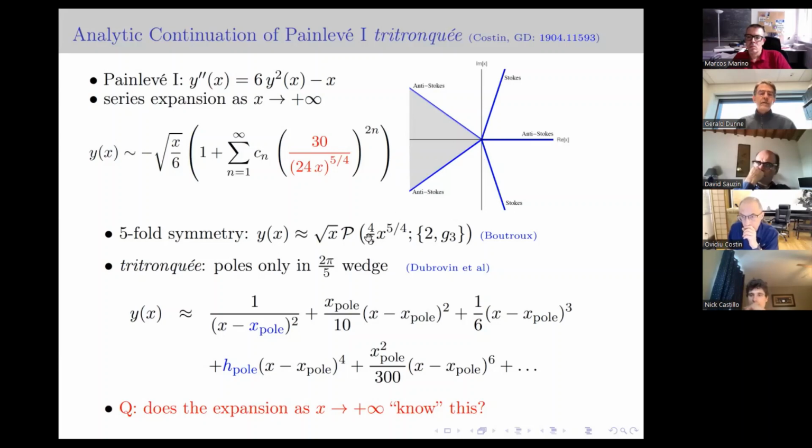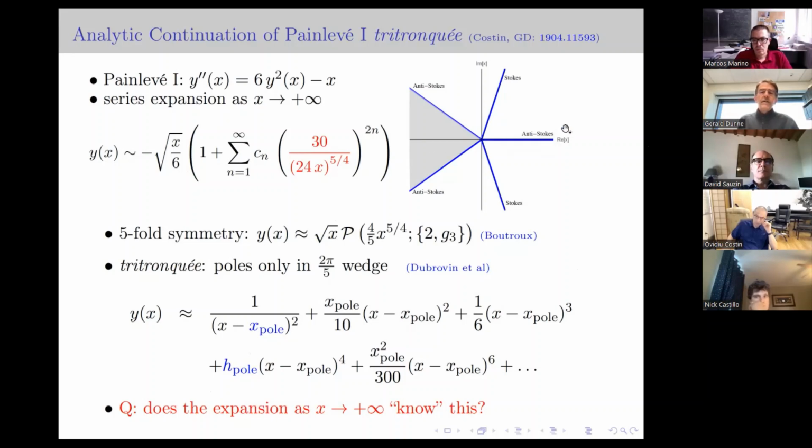So within this 2π/5 wedge, the structure of the solution is not anything like this. It has a second order pole at some location, and then an expansion, and then at the quartic term expanding around that pole, there's a second constant that appears, and all the other coefficients in this expansion are just polynomials in x-pole and h-pole. Again, analogous to what happens in the Weierstrass function. So the question here is, suppose you just have a finite number of terms of this expansion developed in this x equals plus infinity regime. That's what you might think the function looks like, that structure.